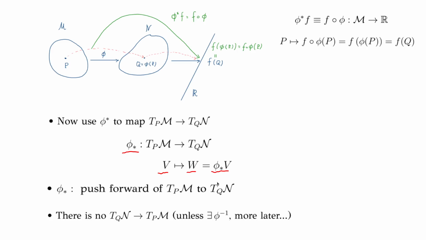Note that with the construction that we will discuss, there is no way to map the tangent space at Q onto the tangent space at P unless phi is invertible.